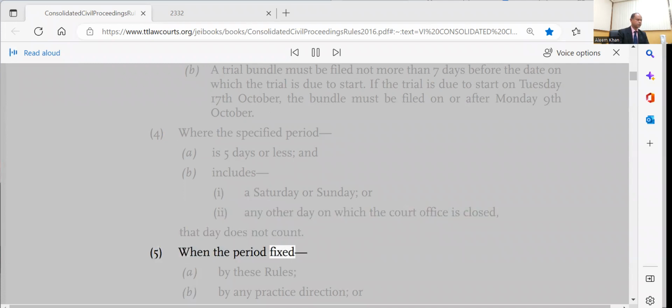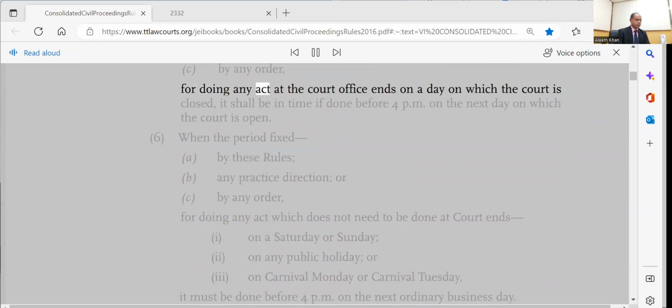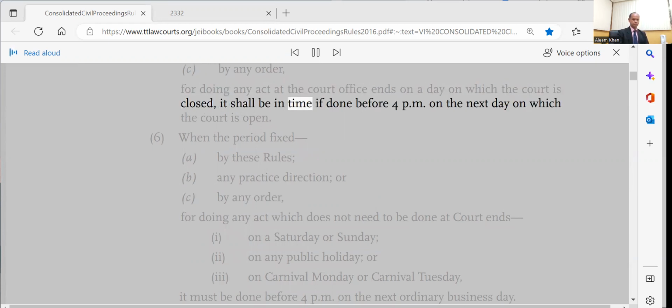5. When the period fixed (a) by these rules, (b) by any practice direction, or (c) by any order, for doing any act at the court office ends on a day on which the court is closed, it shall be in time if done before 4 p.m. on the next day on which the court is open.